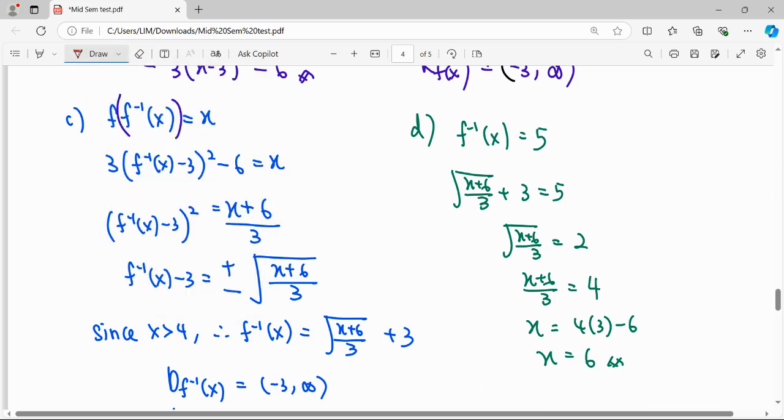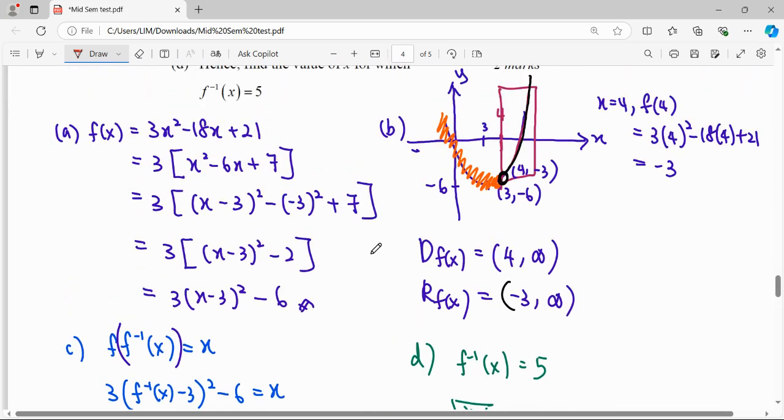Then we come to our important step here. So what is important at the beginning of completing the square? Firstly, factorize out the 3. It's not divide by 3. Here is a function, it's not an equation.